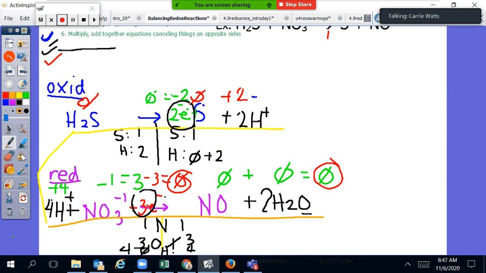What common factor will help cancel them out? Well, 2 doesn't go into 3, and 3 doesn't go into 2 evenly. Just like we do with balancing equations, the product would be 6. So we are going to multiply this whole thing by 3, and we are going to multiply this whole thing by 2.